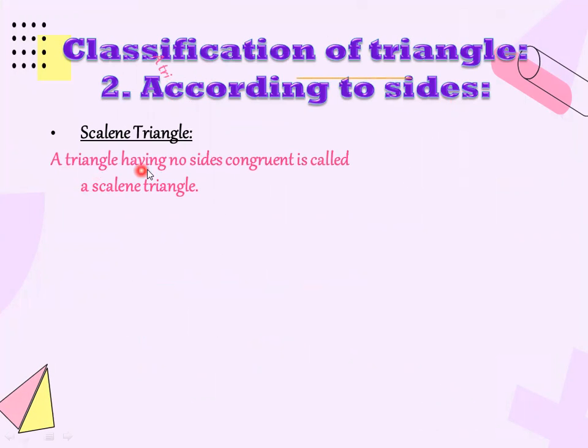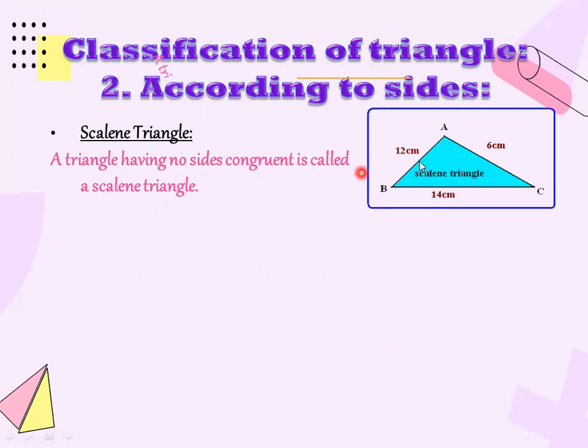A triangle having no sides congruent. As we are classifying the triangles according to sides, here we will talk about only sides. We are not going to classify the triangle according to angle. Here we will classify according to the sides. If you have any triangle having no sides congruent, it is called a scalene triangle. Now congruent means same, or you can say equal.